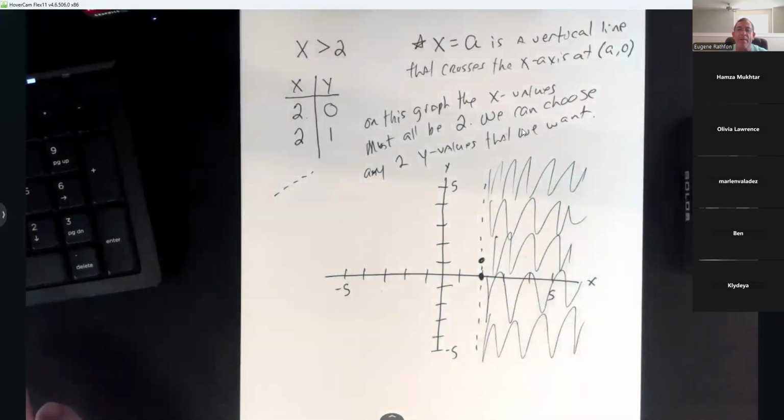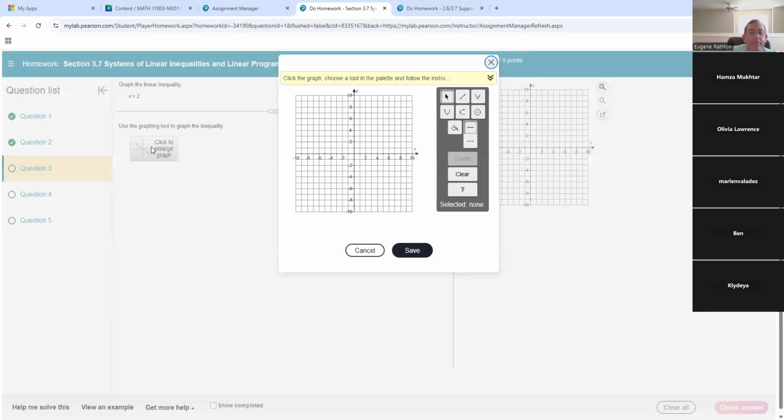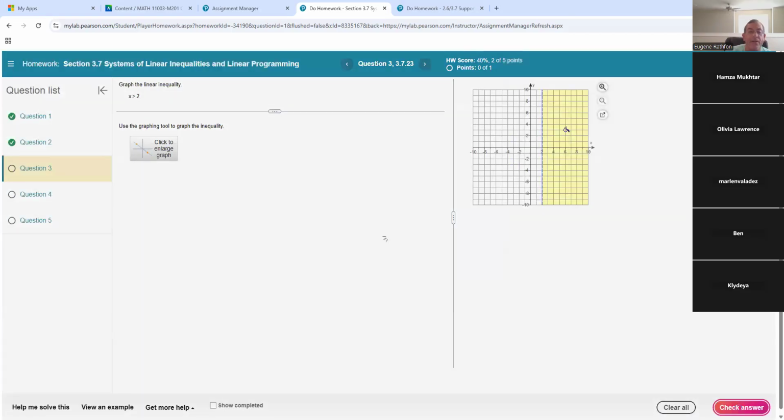So y'all, we want to graph this in Math Lab now. So we would go back to the Math Lab. On this one, I click to enlarge the graph. And really, since it's x greater than 2, I'm going to grab my dashed line because there's no equals. Then I'm going to grab the 2-point line tool. And then I just come and find 2, 0. And then I can go up and do 2, 1. And it's drawn my vertical line. All right, then I said you would shade to the right for greater than. So y'all click on the right side of your dotted line, save that, and then check your answer.